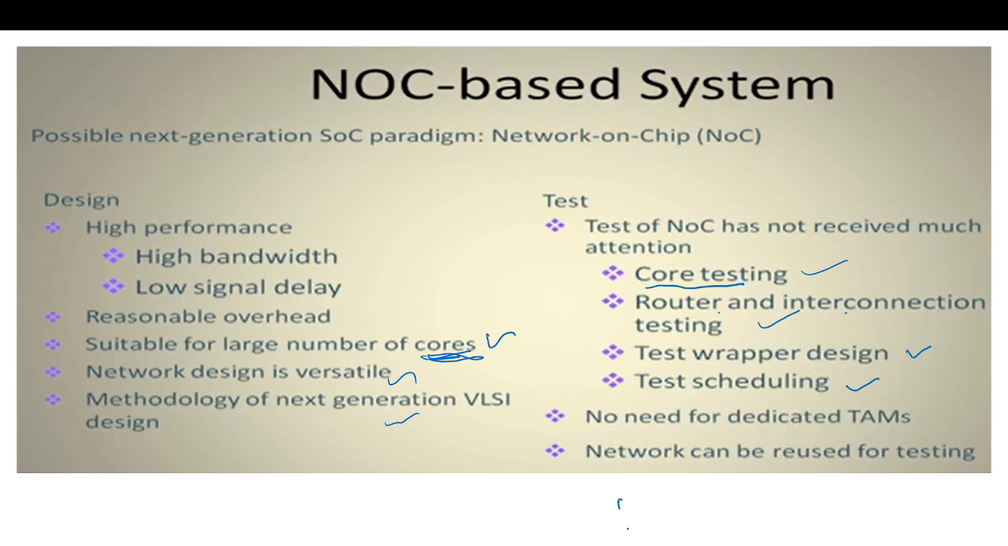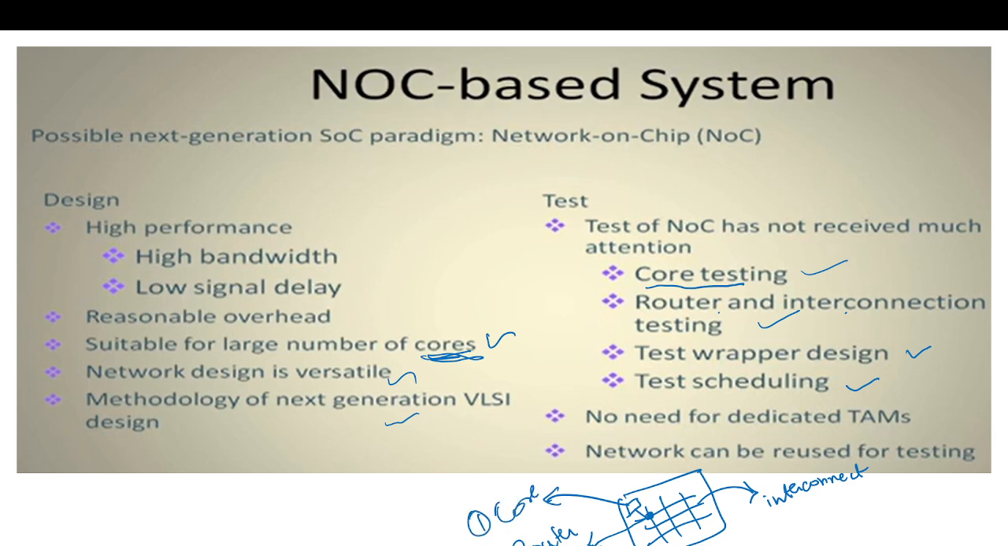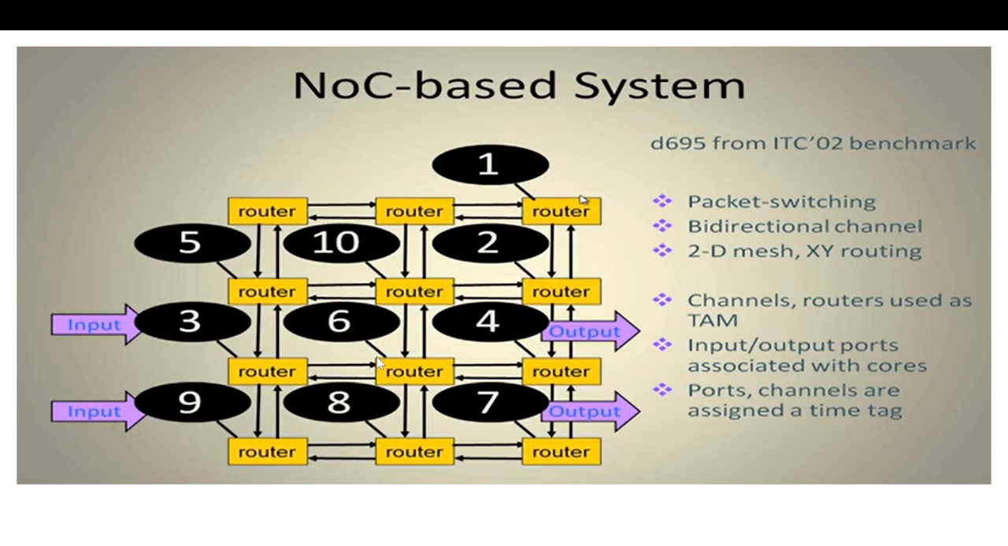So what is the network on chip? Say we have this interconnect, and here we have a router that is connected to a core. So we need to test the core, and we need to test the router and the interconnect. When it was SOC testing, we had to test only the core. So, NOC-based system.